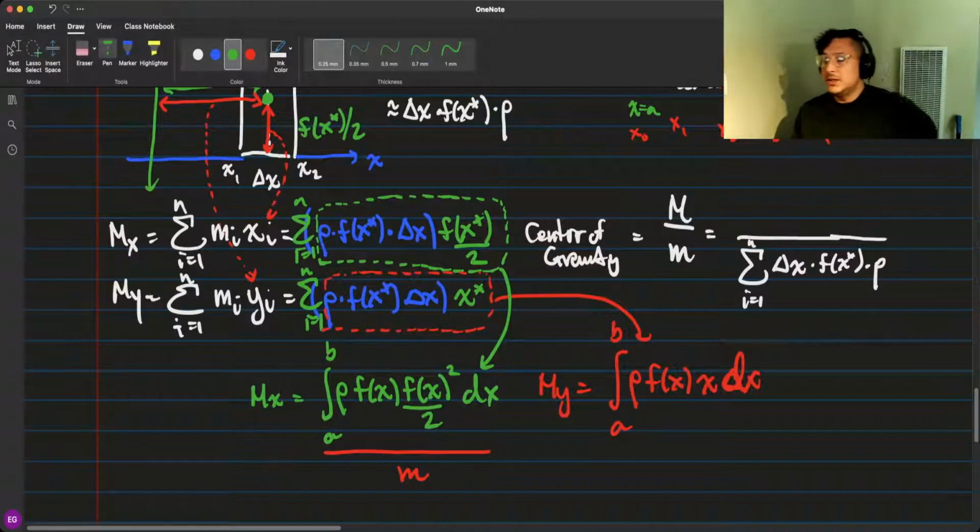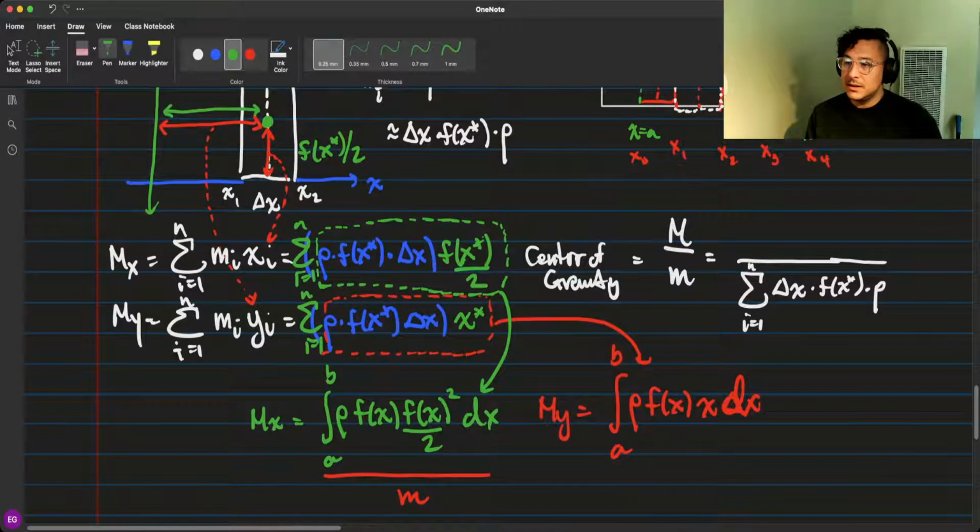Boom. So if you want to find the center of gravity of some shape, that's what you need to integrate, basically. Okay, and understanding it goes back to this little thing we drew right there.